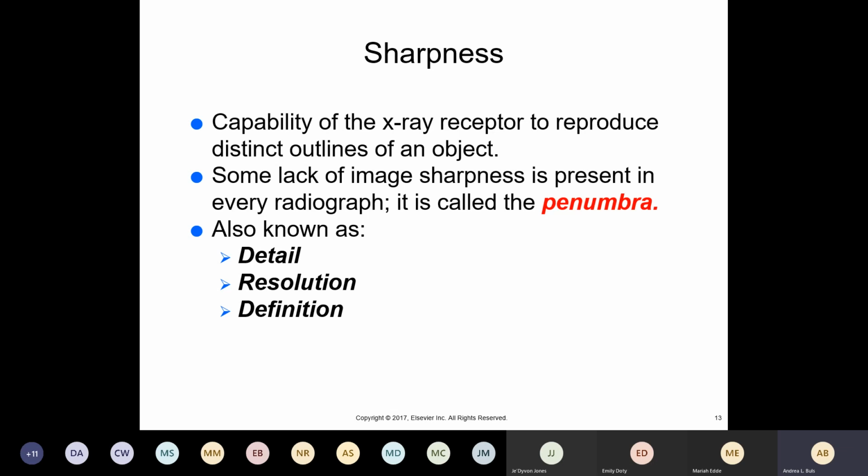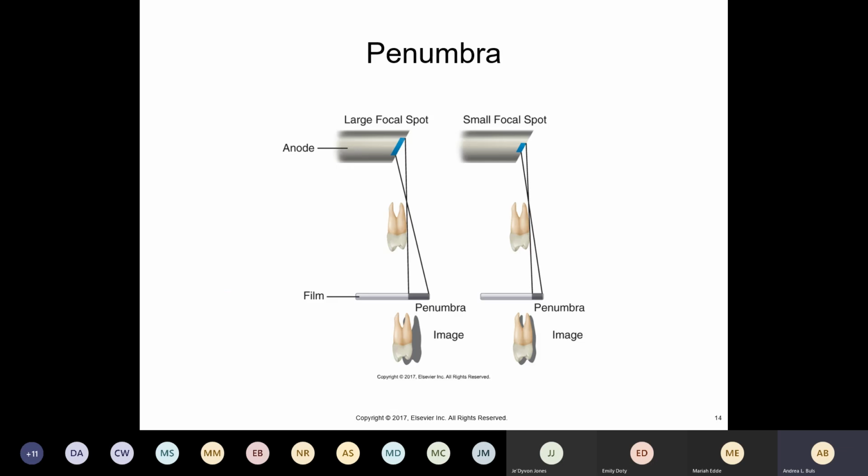Sharpness can also be termed detail, resolution, or definition. You might hear somebody use those terms when they're referring to image sharpness. If you look at this image on penumbra, this is in your book, and there's a whole chart on geometric characteristics at the top of page 77 that tells you the influencing factors and then the effects of those factors. So that's a good reference to wrap your brain around some of this.